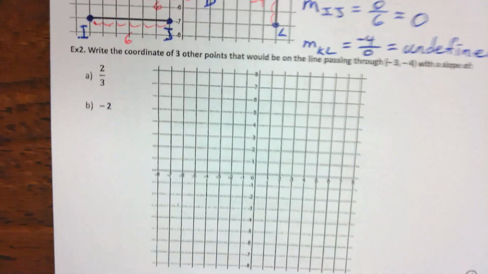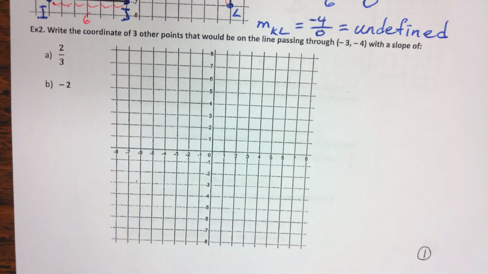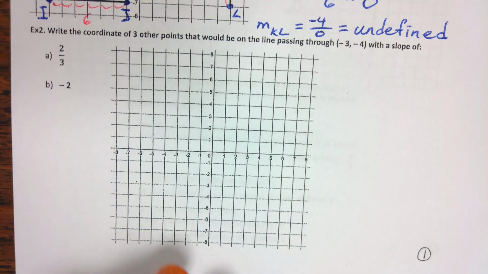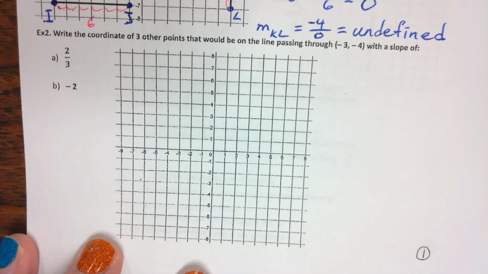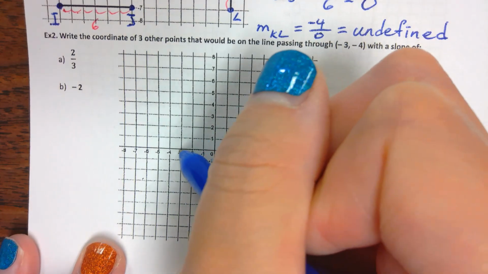Okay, last example. Write the coordinates of 3 other points that would be on that line passing through (-3, -4) with each of these slopes. So (-3, -4). Let's plot that point first.